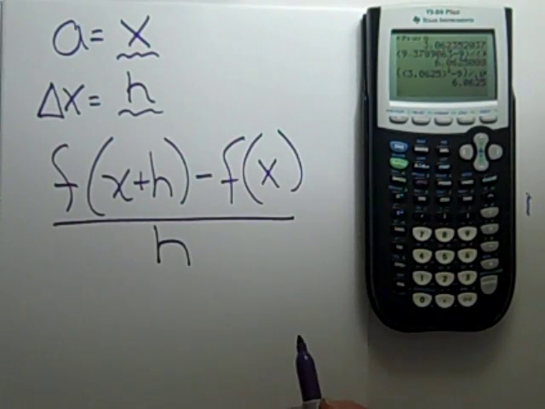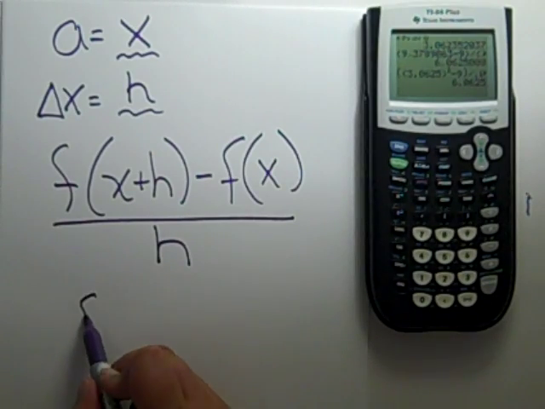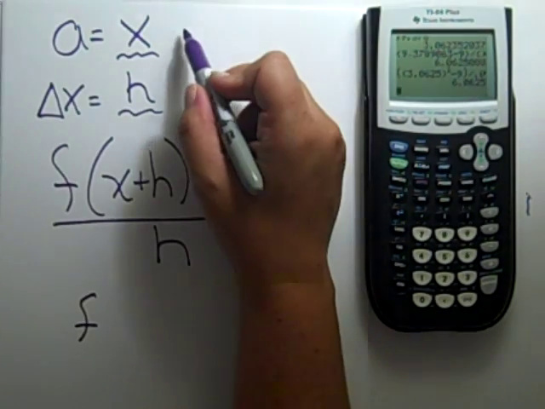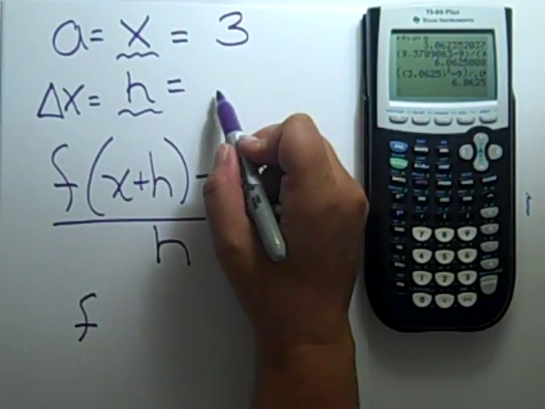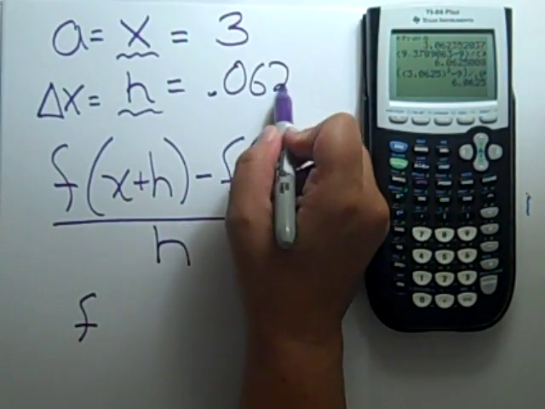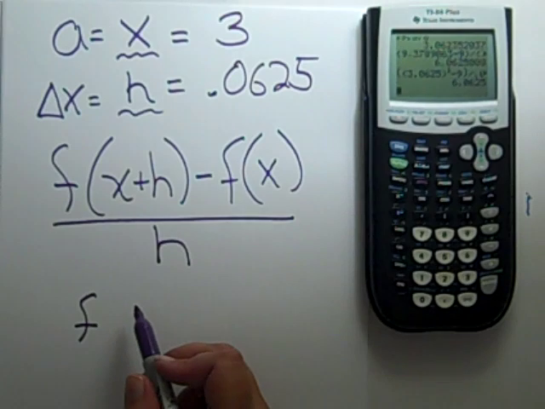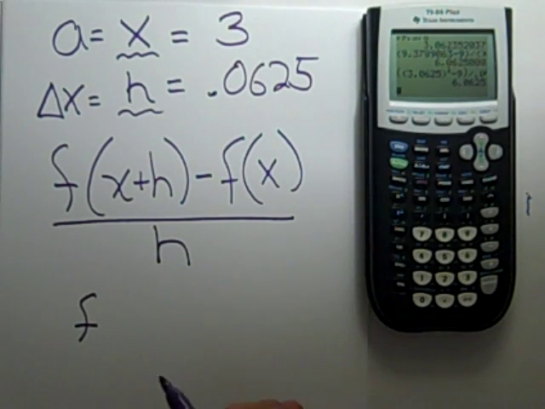So now let's fill this in again, just like we've been doing. You were supposed to write what x is. That was a, that was 3. What's the change in x? 0.0625. And then you are ready to fill in and get your answer once again.